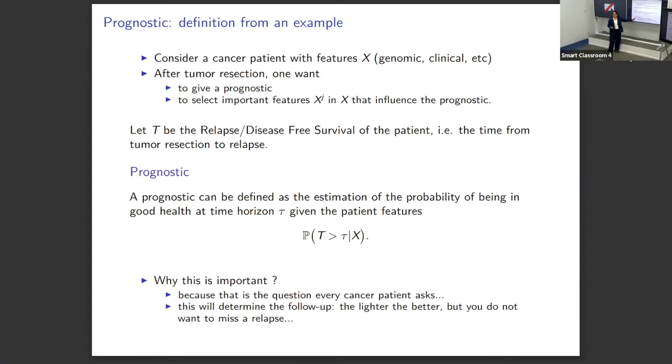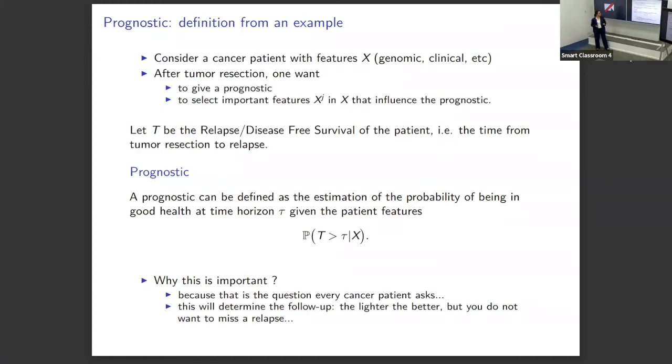Because every cancer patient will ask you: how long will it last till I relapse from the cancer? And it will determine the follow-up. If you are at risk of an early relapse, you want to have a very strict follow-up every 6 months. And if you are not at high risk of a relapse, perhaps every year or every 5 years will be enough.